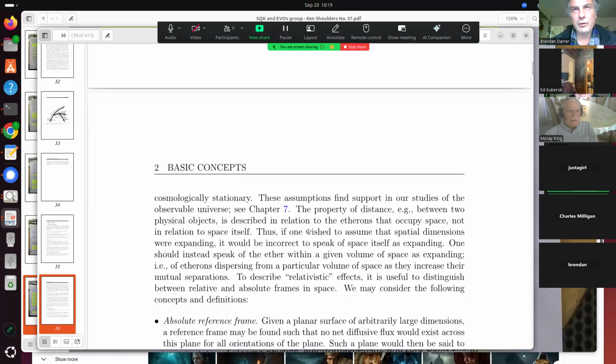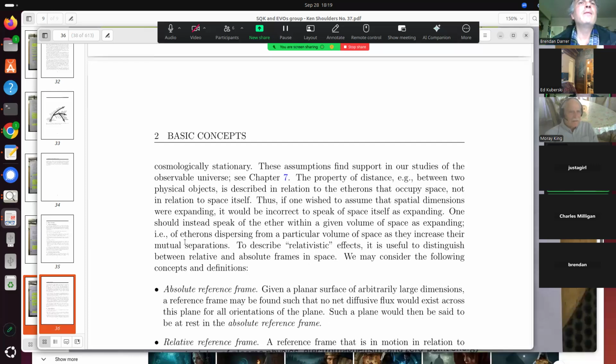Thus, if we wished to assume that spatial dimensions were expanding, it would be incorrect to speak of space itself as expanding. One should instead speak of the ether within a given volume of space as expanding, i.e., of etherons dispersing from a particular volume of space as they increase their mutual separations. To describe relativistic effects, it is useful to distinguish between relative and absolute frames in space. We may consider the following concepts and definitions.